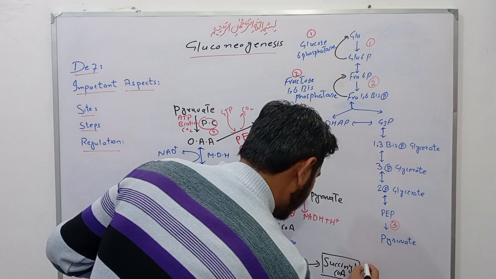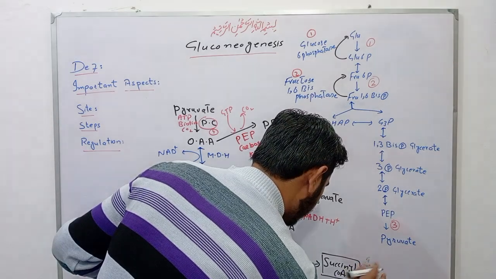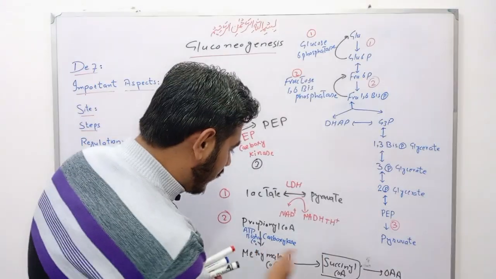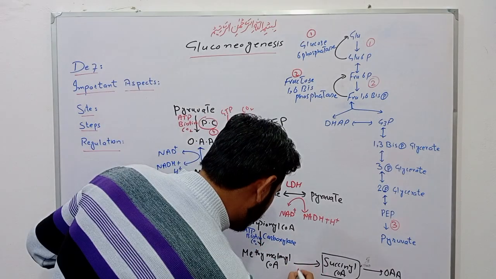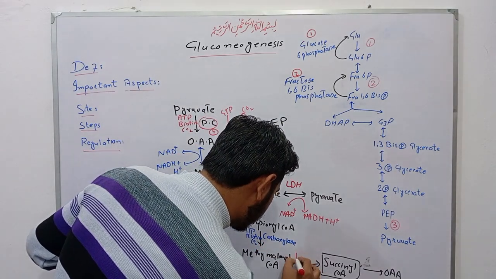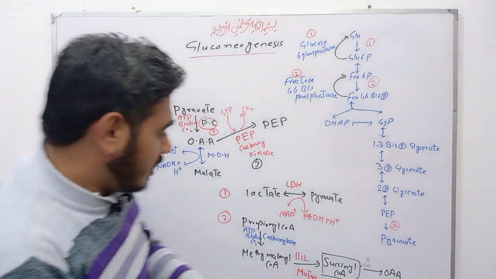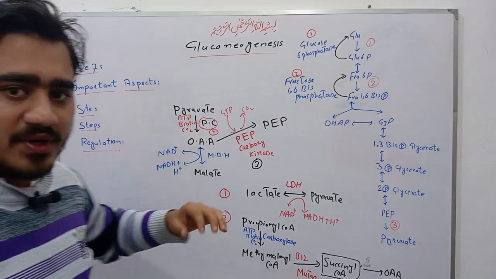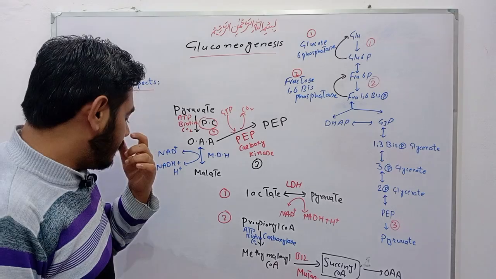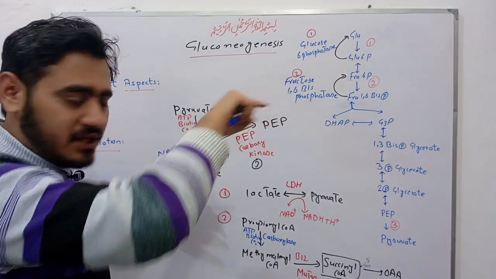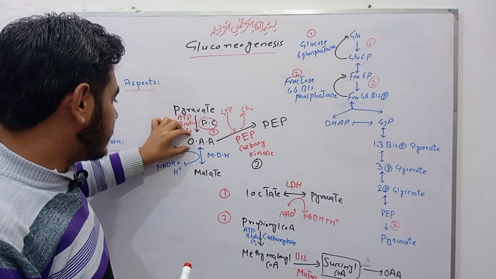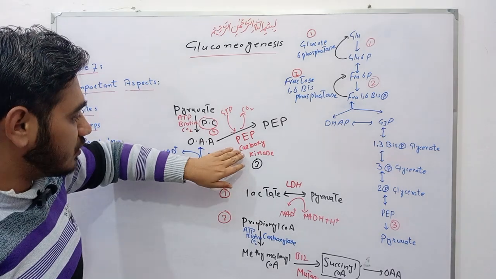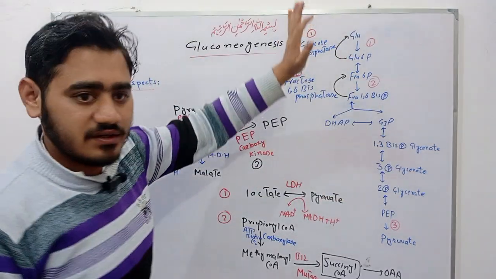And succinyl CoA, in the next reaction, converts into oxaloacetic acid. Here, methyl malonyl CoA converts into succinyl CoA with the help of mutase enzyme, which requires vitamin B12. Oxaloacetic acid converts into malate because the mitochondrial membrane is impermeable to oxaloacetic acid. Malate crosses the mitochondrial membrane, and in the cytosol it converts into oxaloacetic acid, which converts into phosphoenolpyruvate with the help of phosphoenolpyruvate carboxykinase enzyme, and again the same steps are repeated.